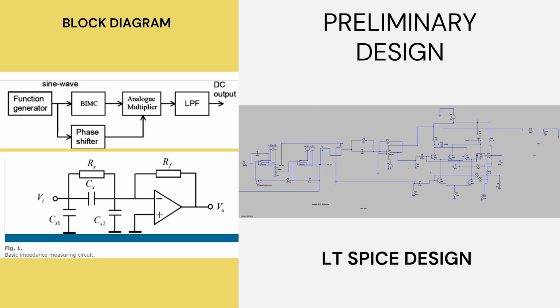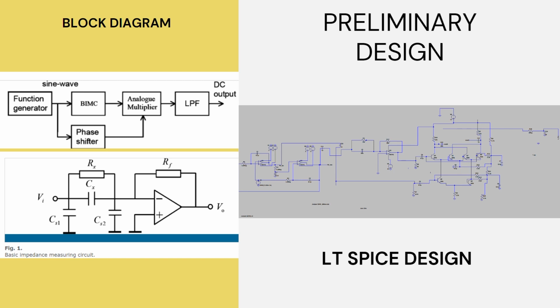This is the block diagram for our preliminary design. We tried to build a resistance and capacitance meter with this circuitry. We give a sine wave as an input to the BIMC, our basic impedance measurement circuit, and we also give the sine input to a phase shifter to shift it by -π/2. The outputs of the BIMC and the phase shifter go to an analog multiplier, which multiplies both inputs and passes the result to the LPF.